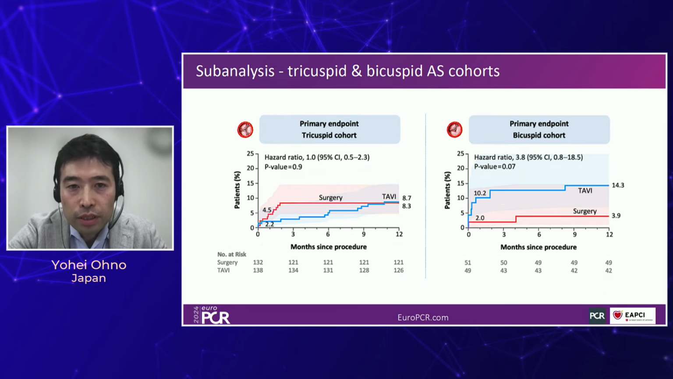But if you look at the subgroup analysis for the tricuspid valve group and the bicuspid group, the left hand shows the tricuspid cohort, which was comparable between the two treatment arms, TAVI and surgery. However, for the bicuspid cohort, although there's no statistically significant difference, there was a trend that the event rate in the TAVI arm was numerically higher compared to the surgical arm.